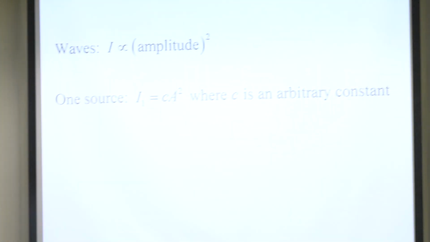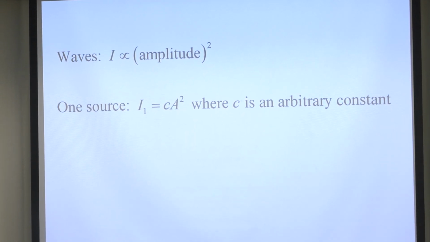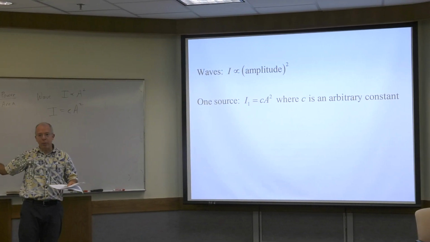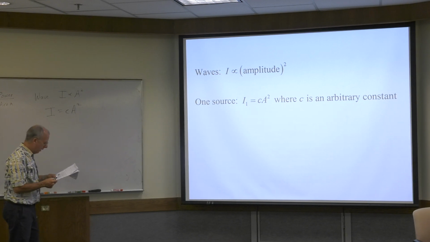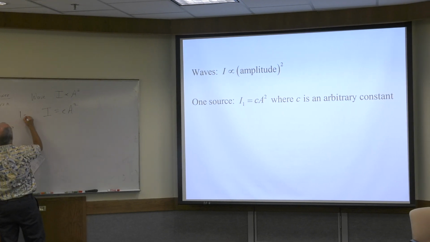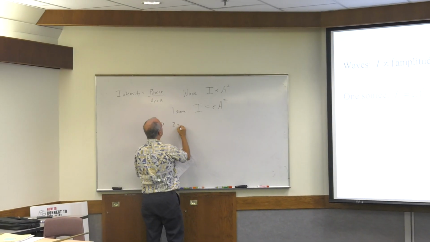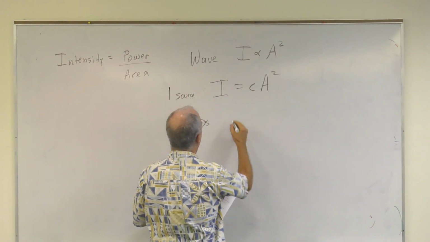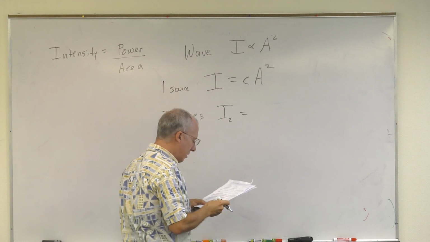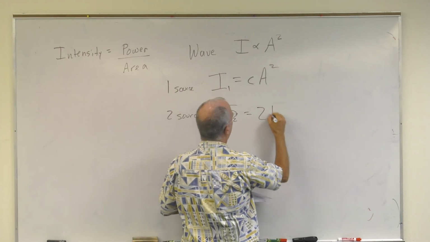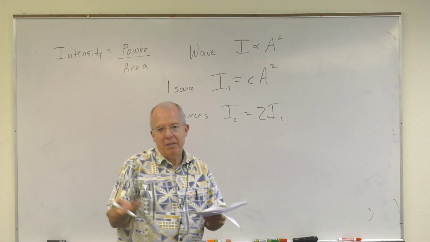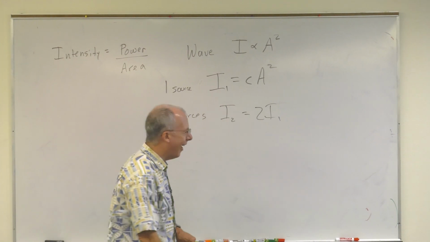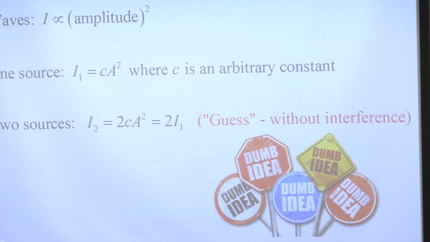Okay, one source. Now we're not going to be very smart right now. We're going to pretend that we completely forgot everything we've learned about wave interference. So for two sources, we're going to say that I2 is just equal to 2 I1. I mean, sort of makes sense. Really doesn't, actually. Sorry to say this, but this is dumb.